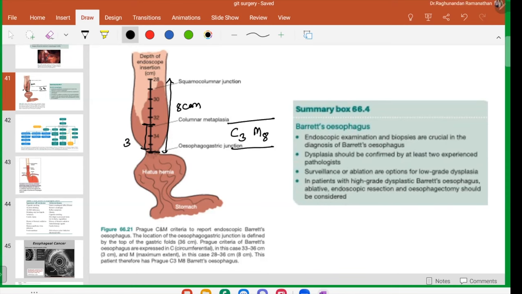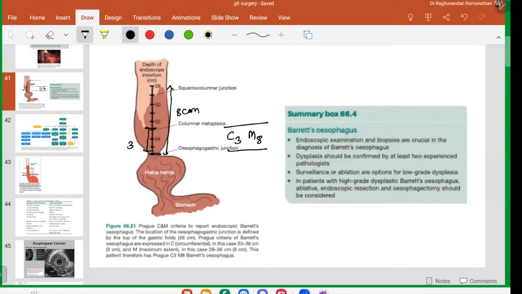You look at the total lesion, and C stands for the circumferential lesion, the minimum extent, and M is the maximum extent. You measure from one end to the other end, and we give the patient C3 M8. This is a direct image taken from Bailey.